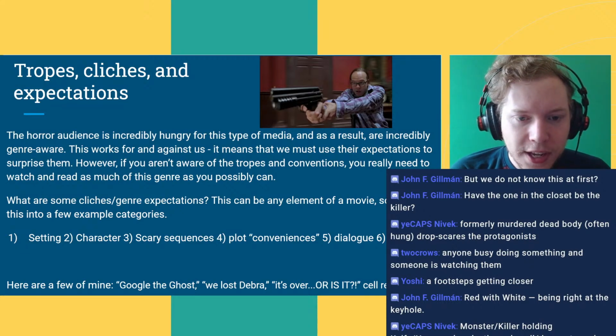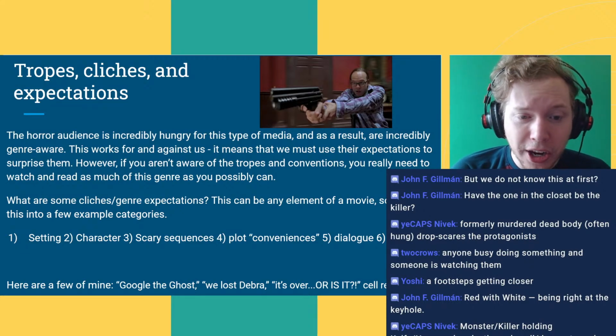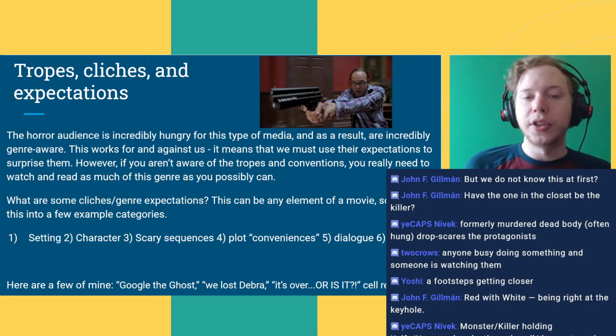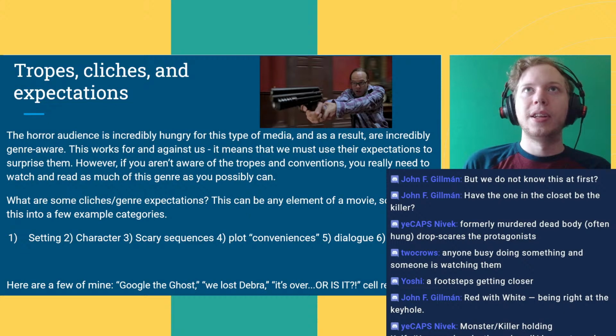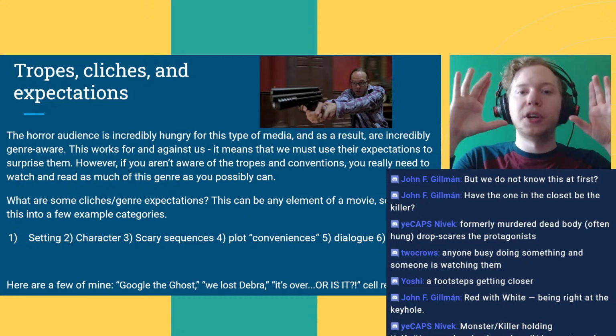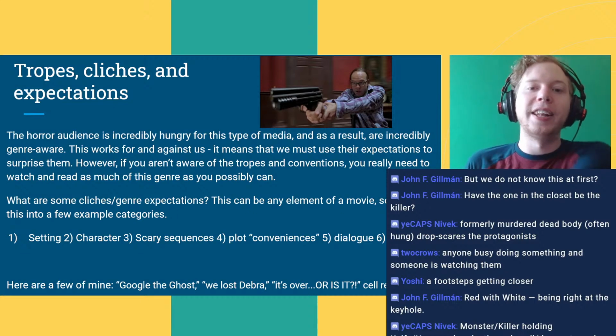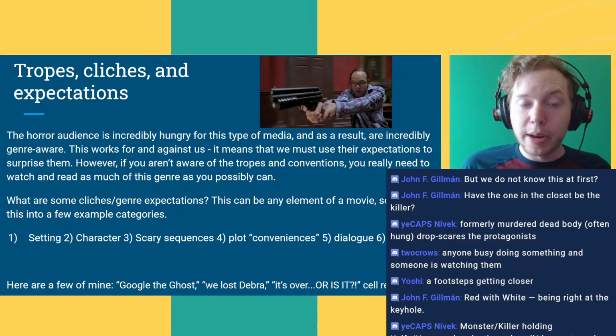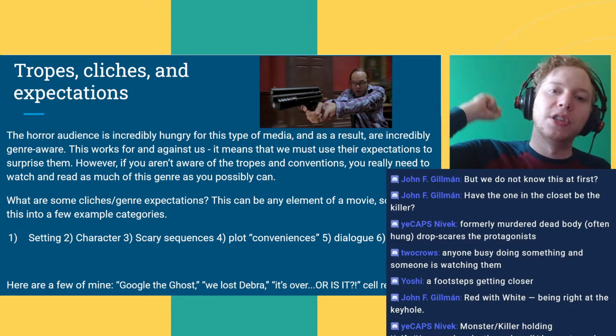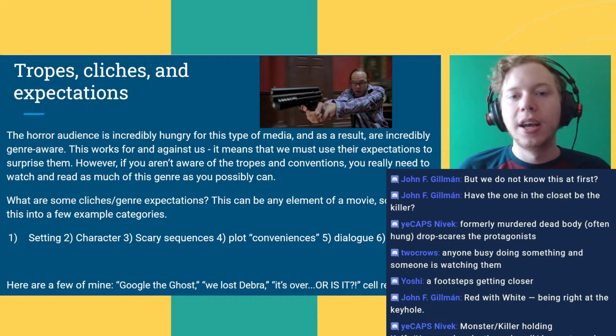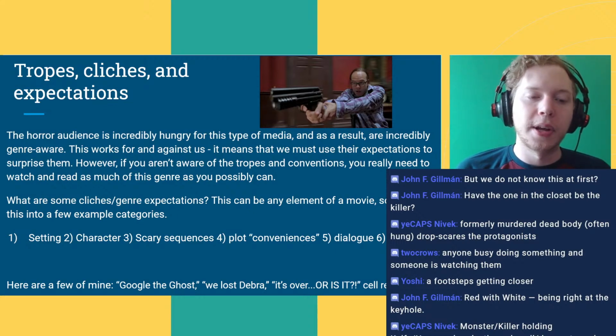John F. Gilman says, have the one in the closet be the killer, but we don't know this at first. Sure, yeah, you could do that. That's a very sort of Scream thing to do, where we have the first-person POV of what we think is the victim in the closet as somebody goes around the room searching for them until finally they wrench the closet open and we realize, wait a minute, that's the victim on the outside. Then the first-person knife comes down or whatever. I feel like Halloween might do something like that as well.